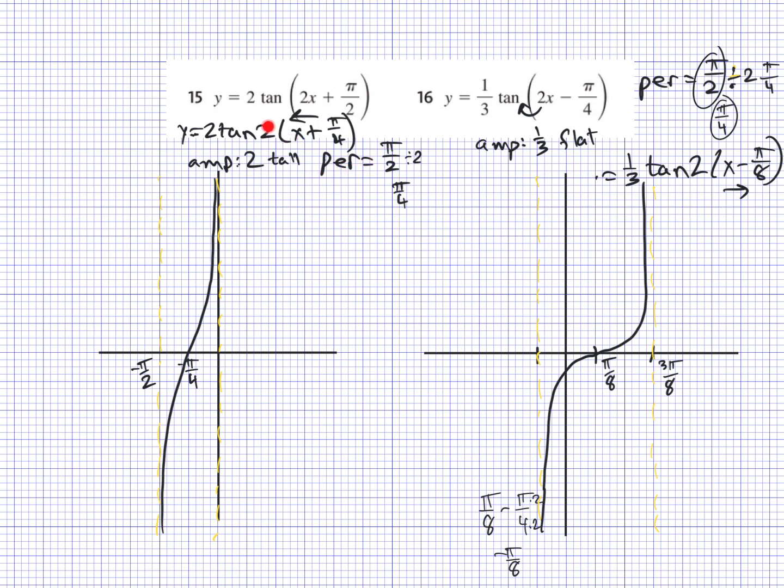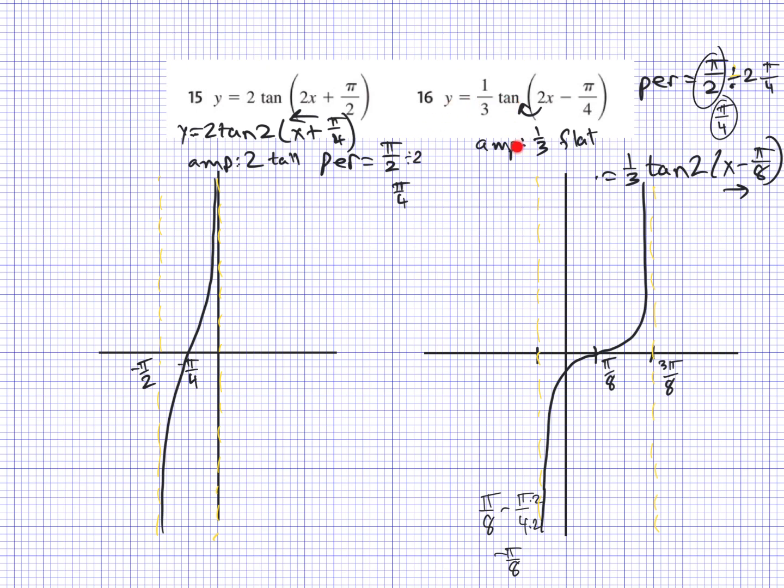And our period is pi over the coefficient, pi over 2. So our whole distance is pi over 2. So 0 to negative pi over 2, that distance is pi over 2. But we got to divide it into 2 equal pieces. So pi over 2 divided by 2 is pi over 4. So this is pi over 4, and this is pi over 4. And that's where your asymptotes are.